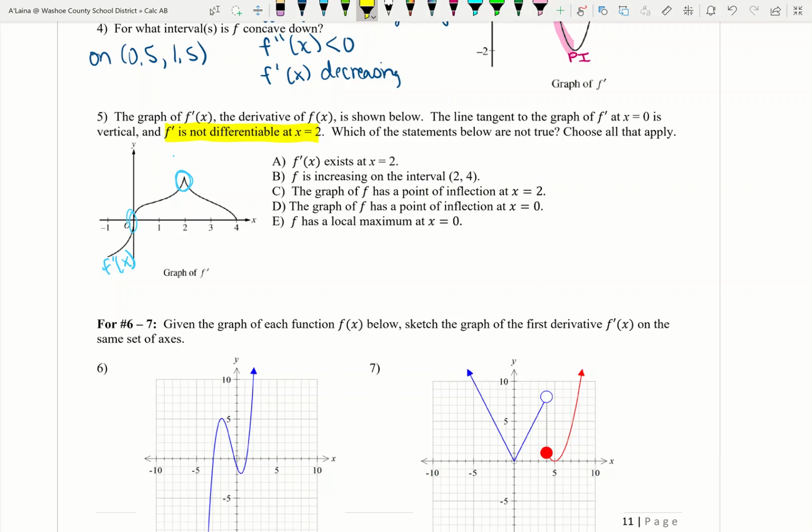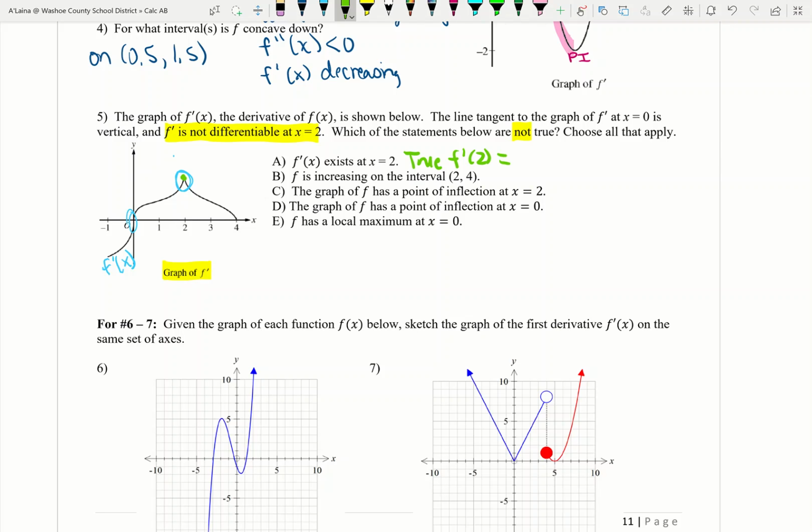So which of the statements below are not true? Choose all that apply. First one says the derivative exists at 2. Remember, this is a derivative graph. This is the graph of f prime. If I go to 2, there is a defined value. This is a true statement. The first derivative does exist at 2.